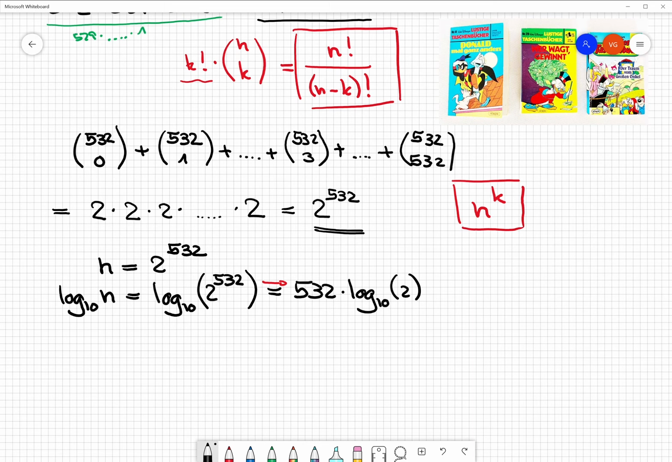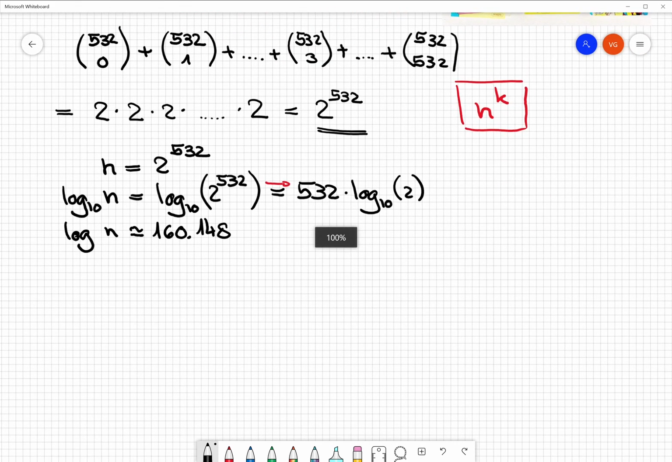We can type this in. 532 times the logarithm of 2. This is not hard for our calculator. It tells us it's 160.148. Now if this is the logarithm of n, then we can go back and say, well, then n of course is 10 to the power of 160.148. And we can even split this.